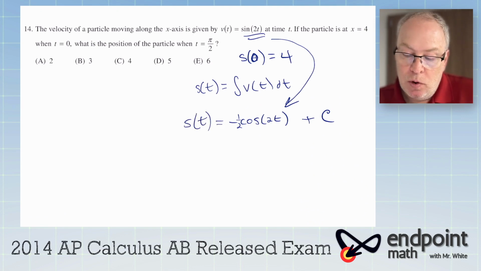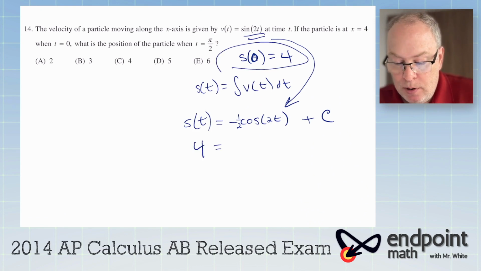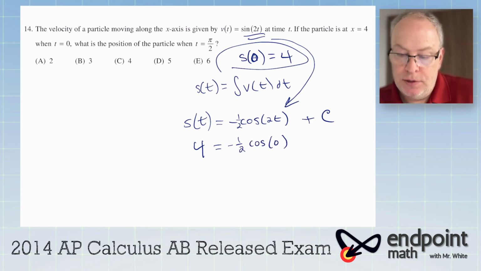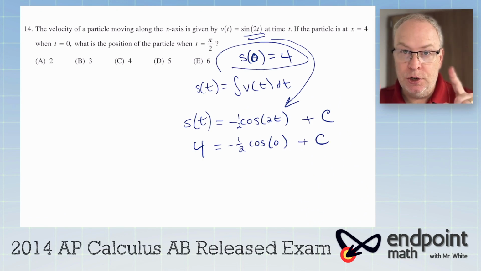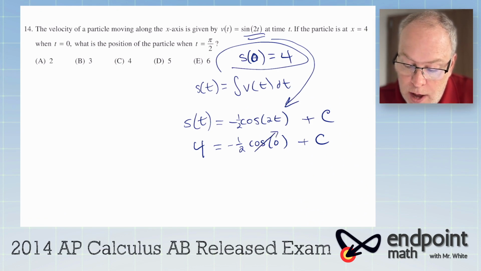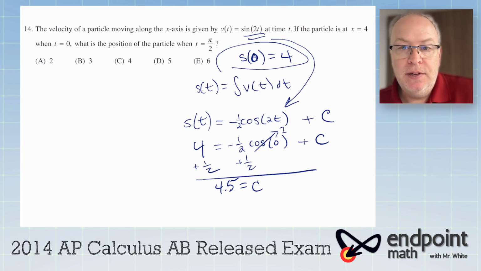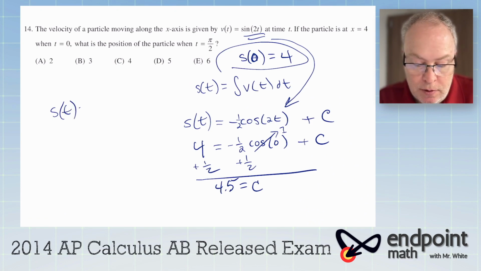All right, now they gave us one of the data points. They said 4 is the output when you put 0 in here, and of course 2 times 0 is 0, plus c. What is cosine of 0? Again, no calculator section, so you're supposed to have that memorized. That's 1. So we then add 1/2 to both sides. We see that c is, I'm going to use decimals here, 4.5. C is 4.5. So I'm going to rewrite the function even though on the AP exam I would not do this.